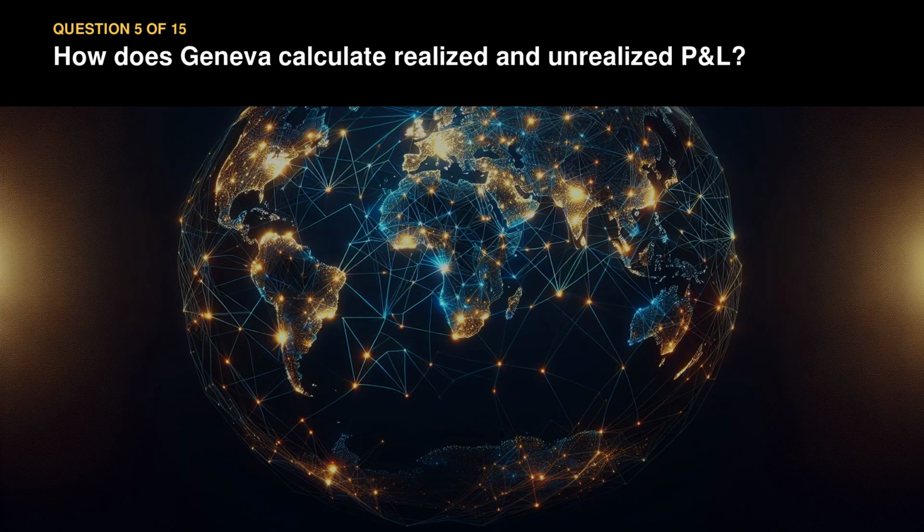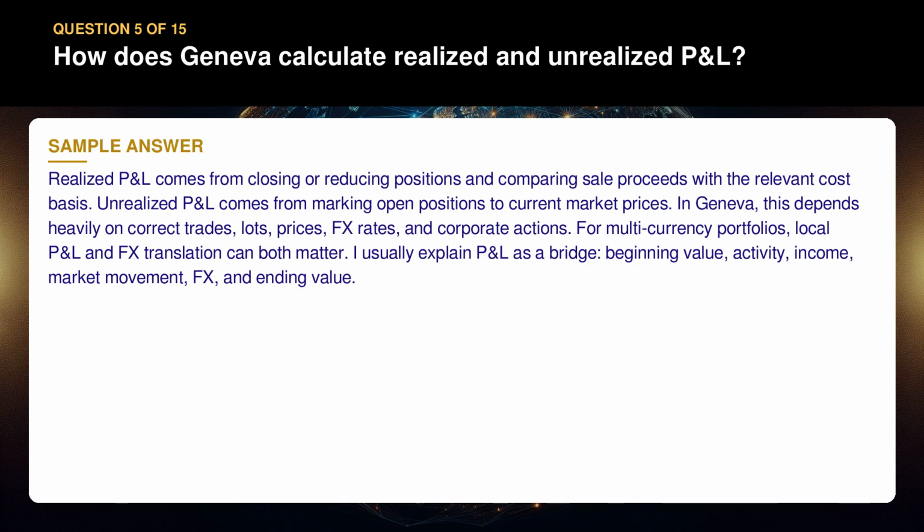Question 5. How does Geneva calculate realized and unrealized profit and loss? Realized profit and loss comes from closing or reducing positions and comparing sale proceeds with the relevant cost basis. Unrealized profit and loss comes from marking open positions to current market prices. In Geneva, this depends heavily on correct trades, lots, prices, FX rates, and corporate actions. For multi-currency portfolios, local profit and loss and FX translation can both matter.